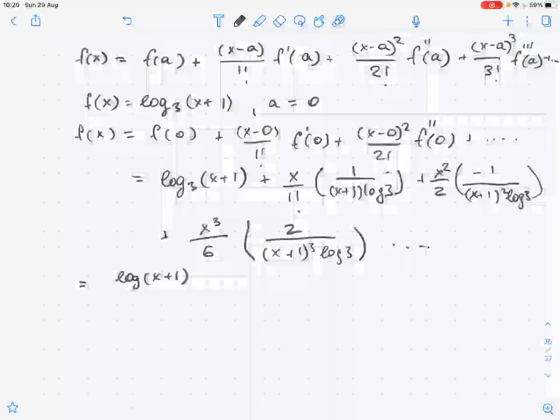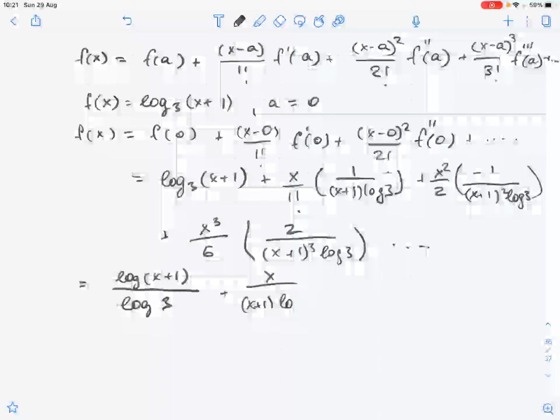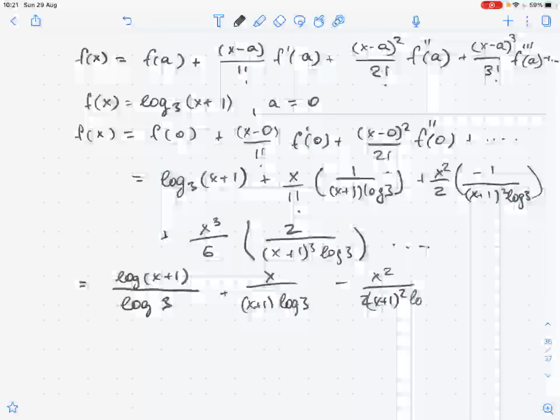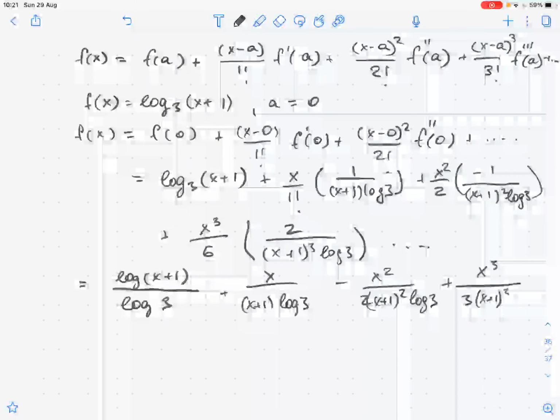If we simplify this, we can rewrite it as logarithm of x plus 1 over logarithm of 3, plus x over x plus 1 times logarithm of 3, minus x squared over 2 times x plus 1 squared times logarithm of 3, plus x cubed over 3 times x plus 1 cubed times logarithm of 3, and so on.